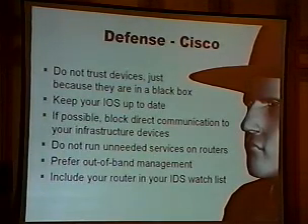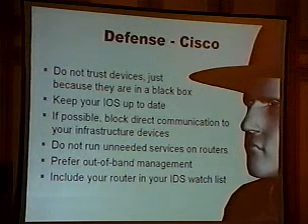Defend Cisco. Well, first of all, do not trust devices just because they're in a black box. It doesn't mean they're more secure, it mostly means they're less secure. Keep your iOS up to date and make Cisco happy by buying new RAM, because the new iOS needs twice as much RAM as the last one did. If possible, and that is a general rule, you should block direct communication to your infrastructure devices. There is absolutely no reason that Joey dial-up IP will communicate with your router. The router is supposed to forward packets, not eat them. So have an access list saying, if someone is talking to my router and this someone is not the administrator, take the packet and convert it to heat.